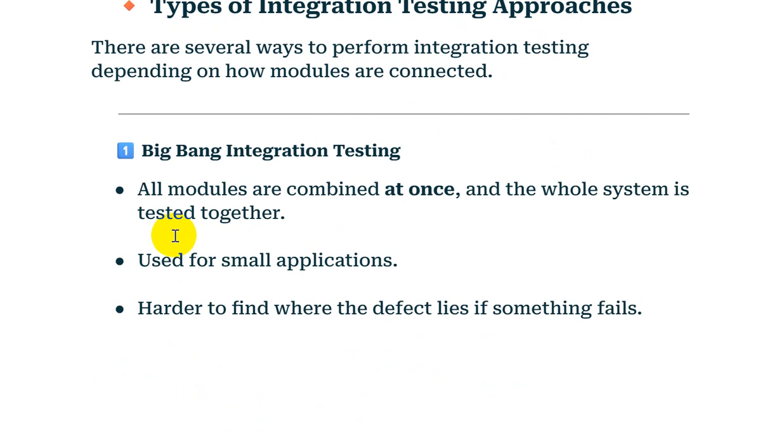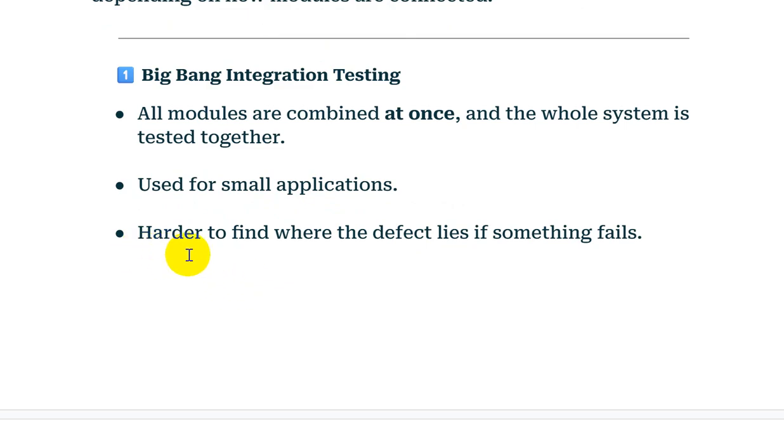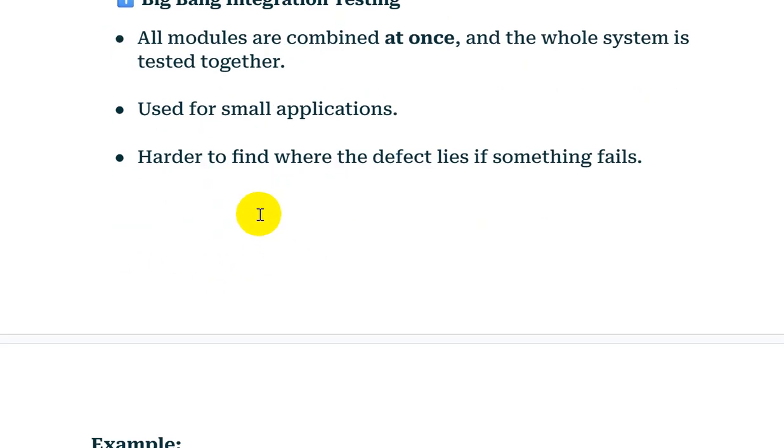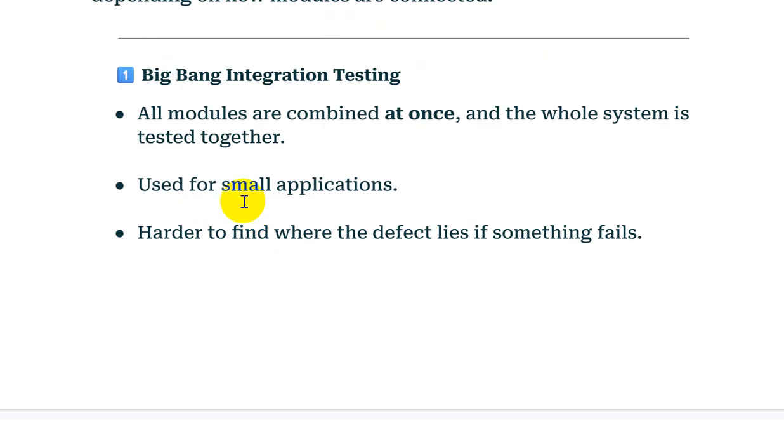One of them is big bang integration testing. Big bang integration testing means all modules are combined at once and the whole system is tested together. It is used for small applications and it is harder to find where the defect lies if something fails. So in our application, suppose there are three or four modules, all modules we can test combined. That is big bang integration testing.